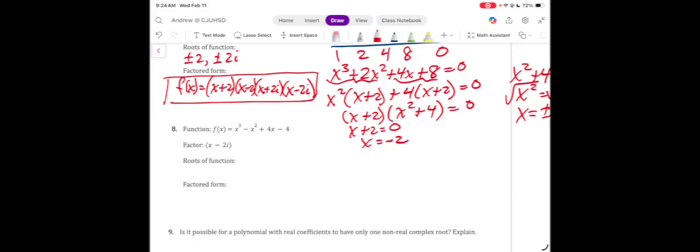Now it gives us, okay, I'm going to give you an imaginary number. Here you go. x minus 2i.